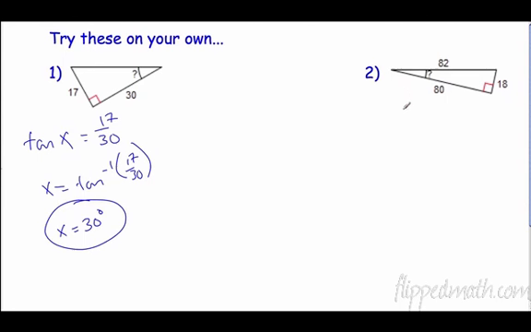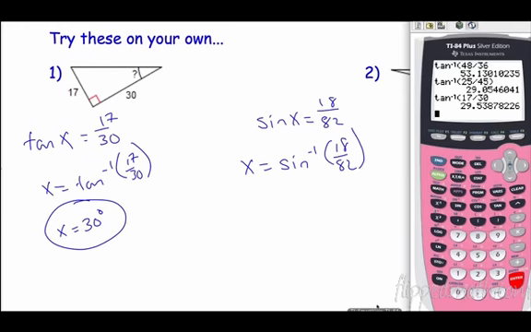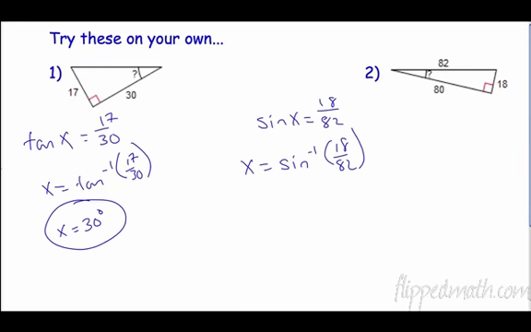Over here we can use any of them. Let's use, we haven't used sine in a while. So sine is opposite over hypotenuse. So sine x equals 18 over 82. So x equals inverse sine of 18 over 82. See what we get? Boom, shakalaka, 12.6, which is 13. So x is 13 degrees. Seriously, hate the highlighter.